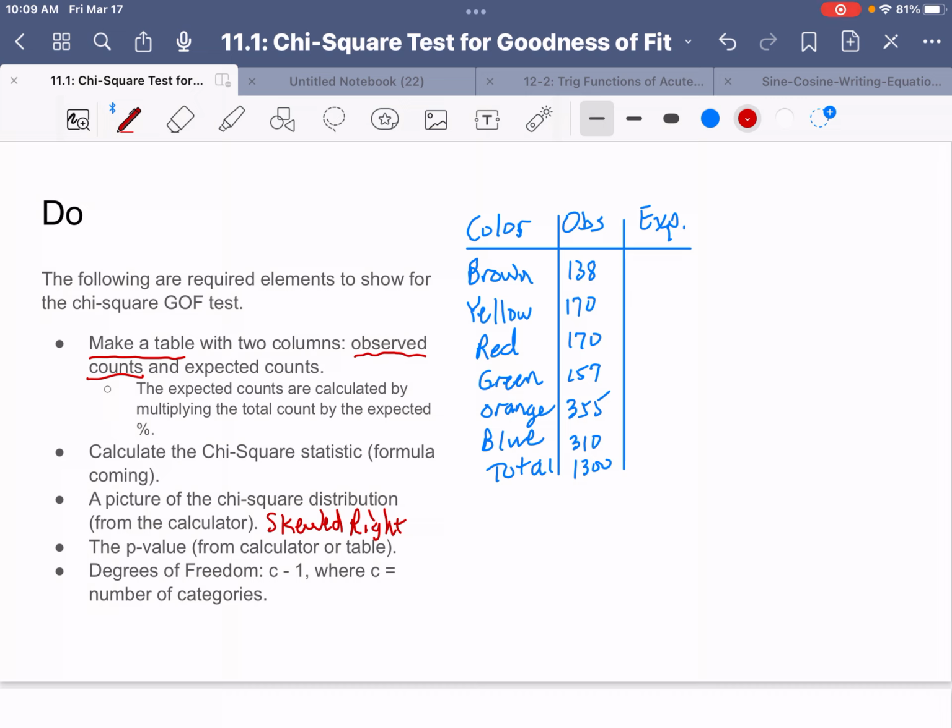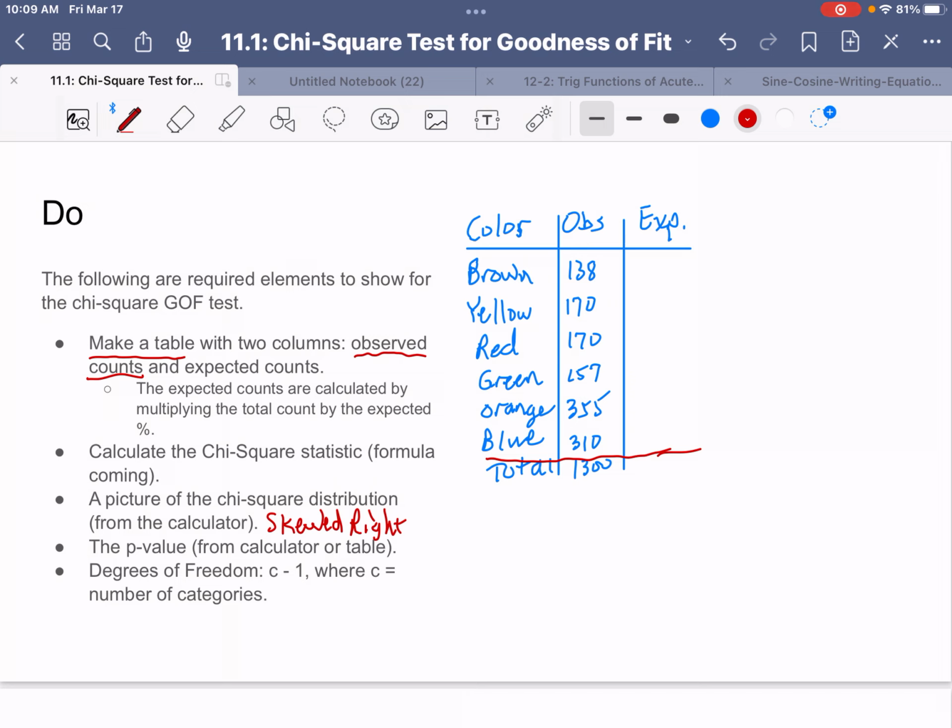So I found out that 138 total M&Ms were brown, the collective. 170 yellows, 170 reds, 157 greens, 355 orange, 310 blue, for a total of 1,300 M&Ms. A lot of M&Ms. Okay, so the first thing you do is make sure that you have a table of observed counts. The next thing you're going to do is make a new column where you put in the expected counts.